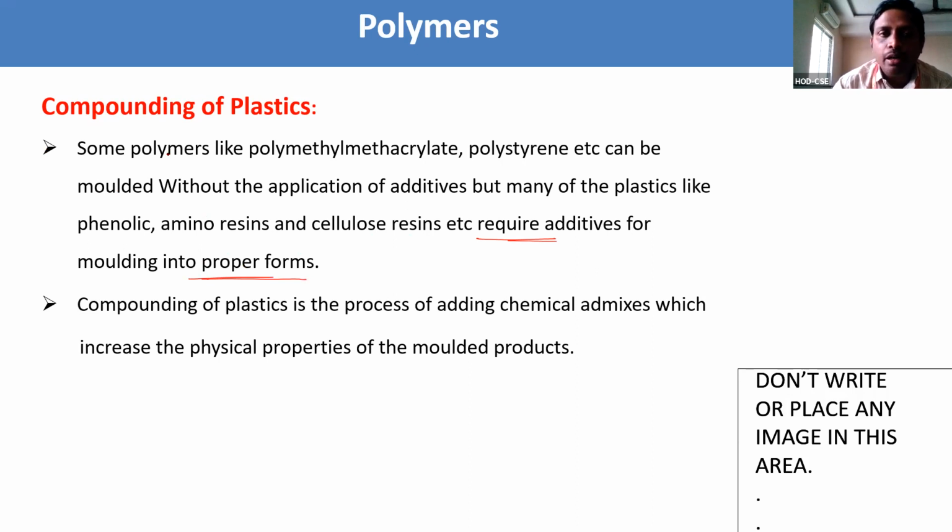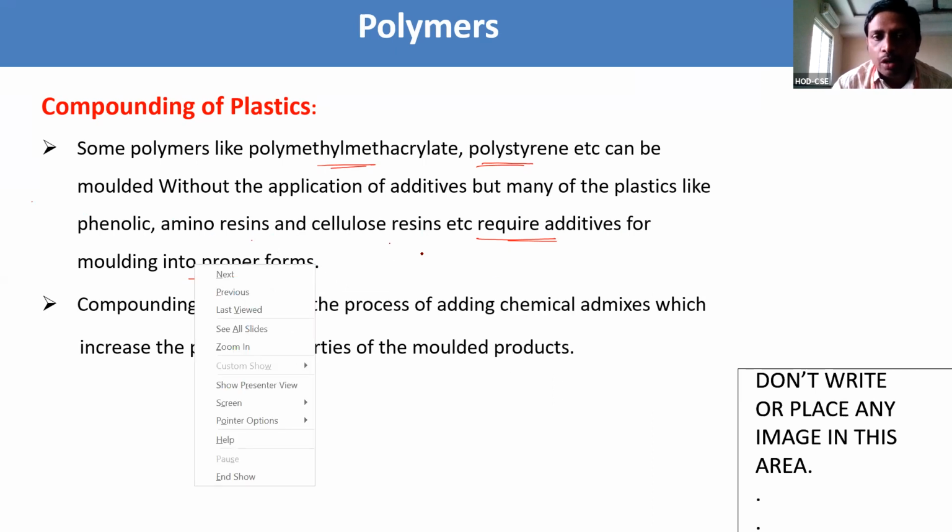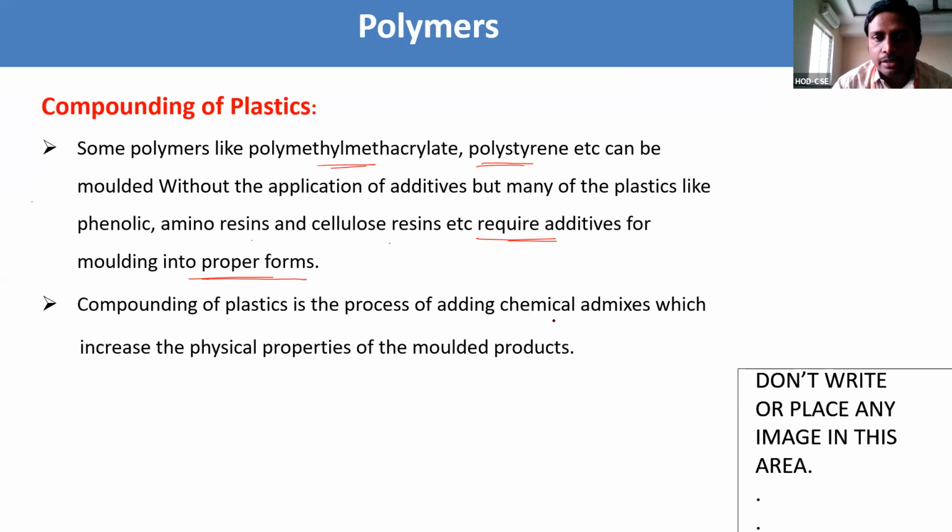Some polymers like polymethyl methacrylate and polystyrene do not require any additives, but many of the plastics like phenolic amino resins and cellulose resins, etc. require additives for the molding into proper forms. This requirement of adding chemical admixes, nothing but additives, to the plastics is nothing but compounding of plastics.